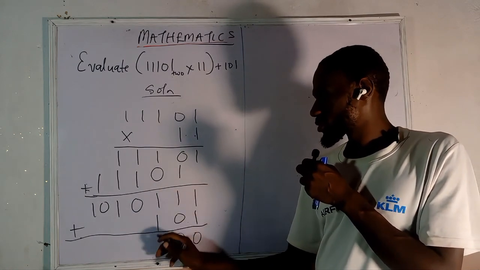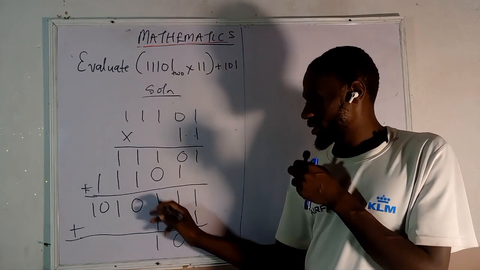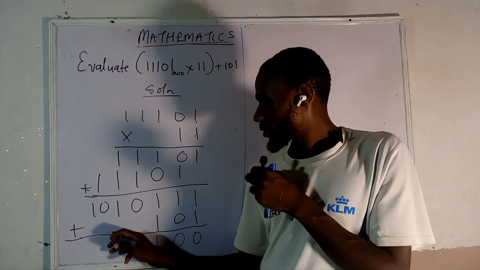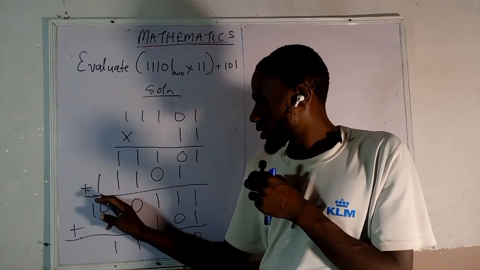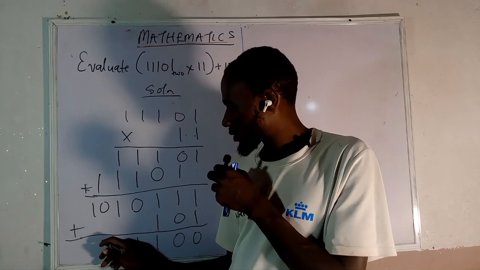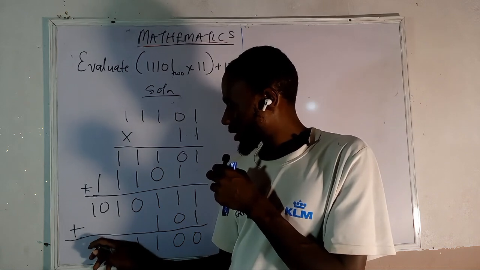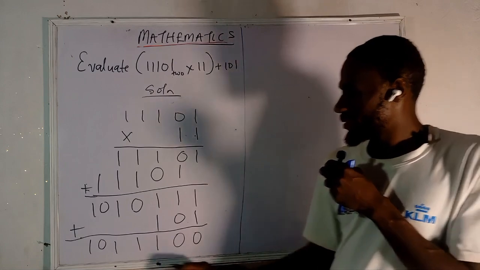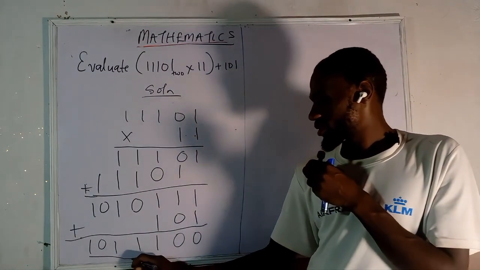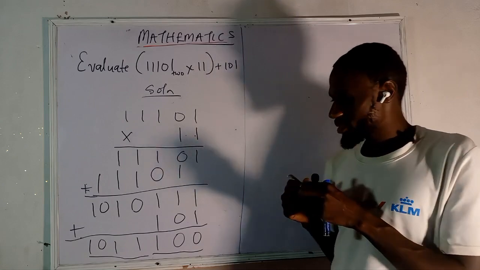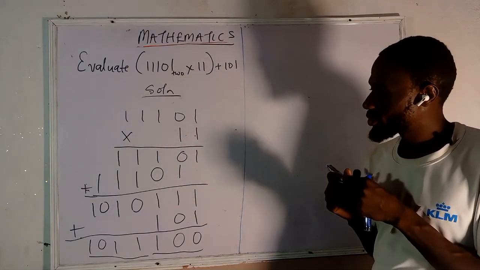1 plus 1 plus 1, that is 1 carry 1, plus 0 1. 1 plus 0 1, that is here 0 get down, that is 1 get down. Okay, that's the answer here: 1 0 1 1 1 0 0. That's the answer of this solution.